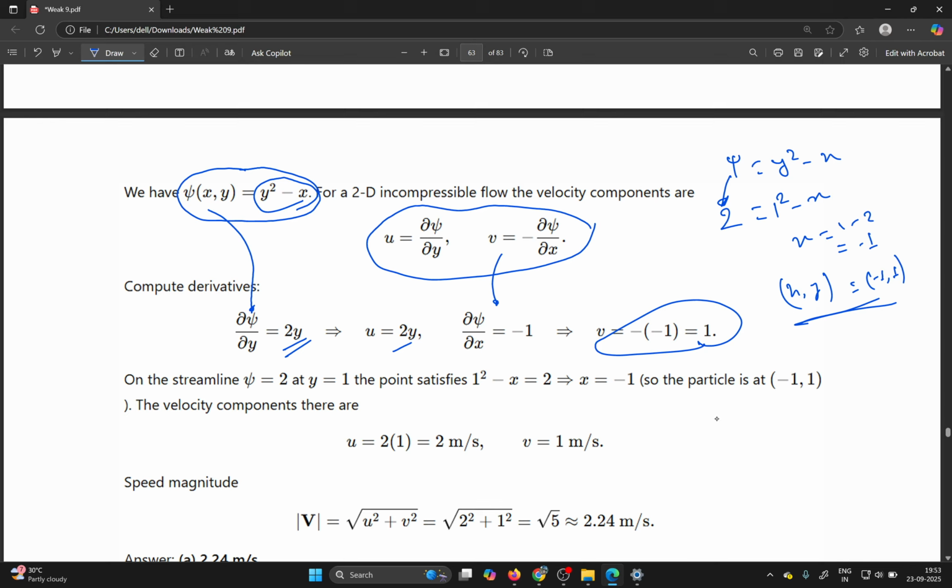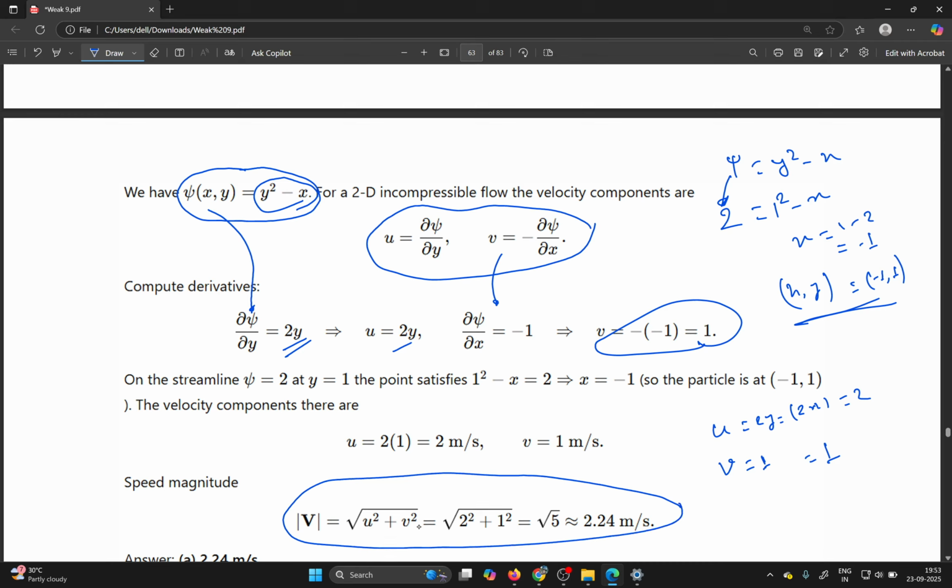Now you can calculate your u value and v value. In u you have y, so 2y, and 2 into 1 gives 2. Here v is equal to 1; there is no variable, only the constant 1. So now the final expression: velocity is root of u square plus v square, which is root 5, that is 2.24.